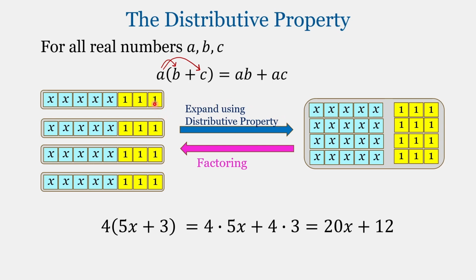So in this case, we have 4 groups, and each group is 5x plus 3. We distribute the 4 to each term, and we end up with 20x plus 12. Now if we start with 20x plus 12, we can factor out, or factor the 4 out of the expression, leaving us again with 4 times 5x plus 3. The expressions are equivalent, they just look different.